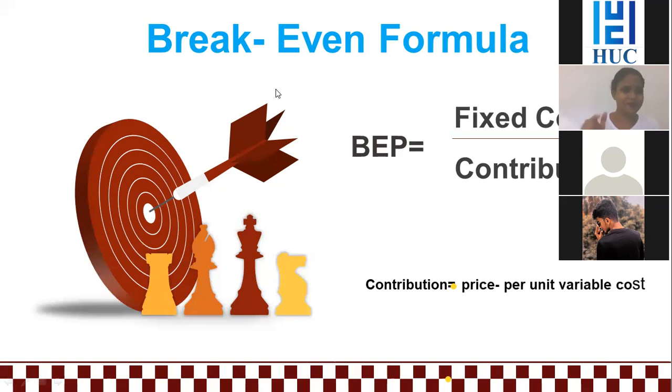Price, no problem with the price. Price you can take from the question. We are given the price in the question, right? Per unit variable cost, that's the thing. Here you are not putting average cost. Don't put the average cost here. Per unit variable cost, per unit variable cost only. Don't forget and put the average cost here.